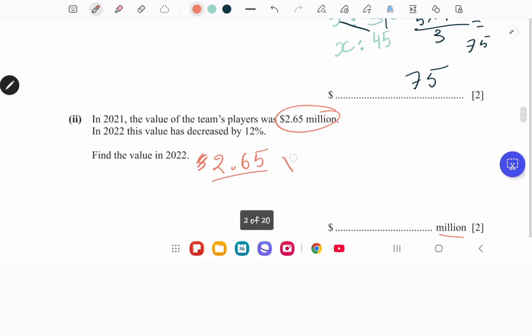We're gonna multiply it by 1 minus the percentage it is decreasing. If it's minus, it's decreasing. If it's plus, it's increasing. So in this case, it's decreasing, we're gonna put minus. So 1 minus the percentage it's decreasing, which is 12 over 100. So on the calculator, 2.65 times 1 minus 12 over 100, you're gonna get an answer which is approximately $2.332 million.